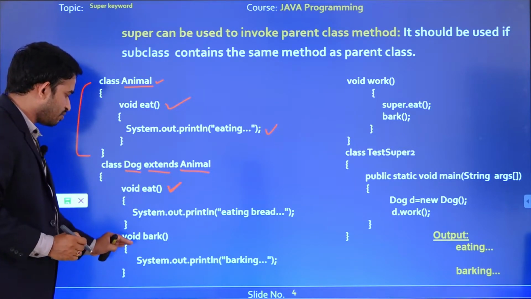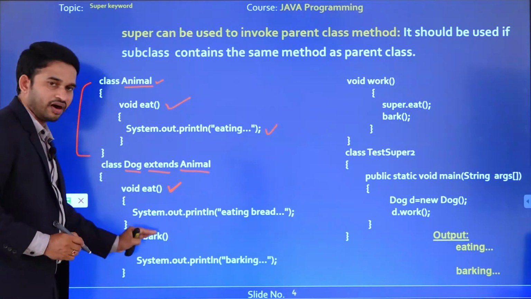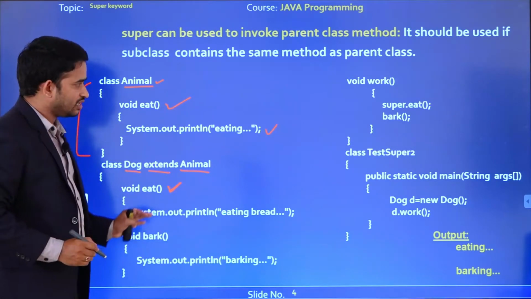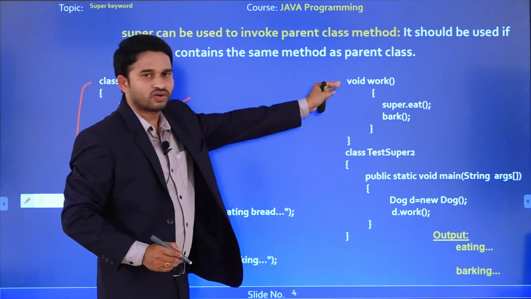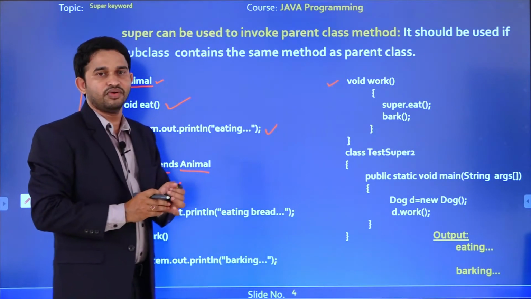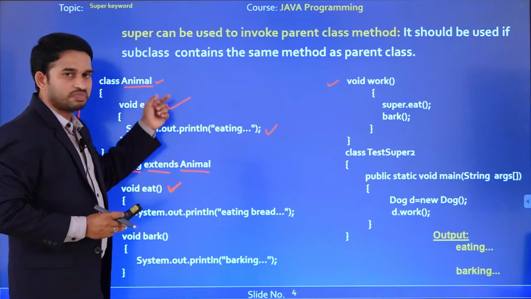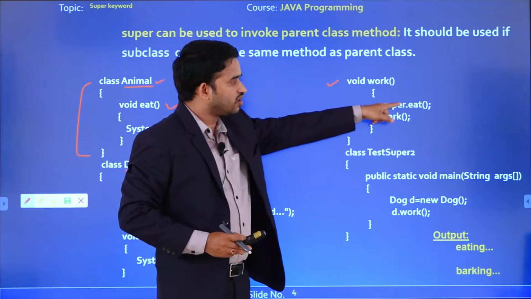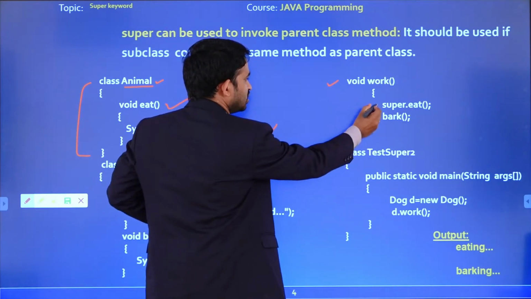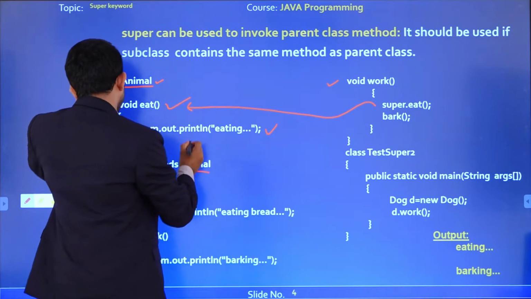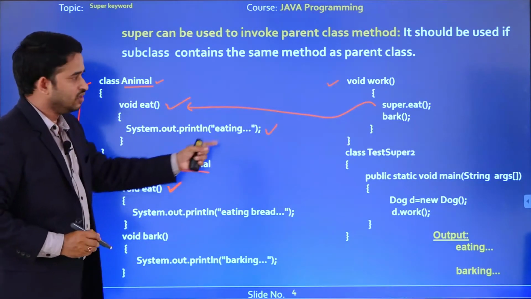Next, here I am going to use one more method, void bark. Here I am going to print what? System.out.println barking. Next one, void work. One more method here, void work. Inside this, I am going to call the parent class method and the present class method. That is the reason I am using super.eat. So it refers to what? The immediate parent class method. Clear, right?